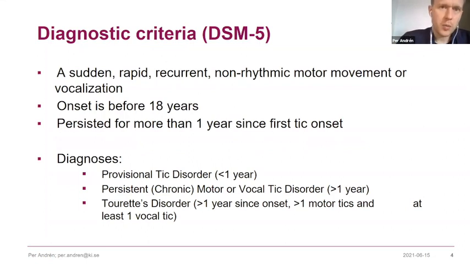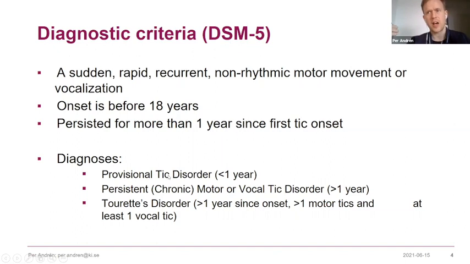But starting now with a little bit of a background, the diagnostic criteria. If we look at the DSM-5, which I'm sure many of you are aware of, the definition of a tic is a sudden, rapid, recurrent, non-rhythmic motor movement or vocalization. Onset should be before 18 years of age, and it needs to have persisted more than 1 year since tic onset to be able to fulfill the diagnostic criteria for the second and the third diagnosis here. But for the first diagnosis, it's fine. If you've had it less than 1 year, then it's called provisional tic disorder.